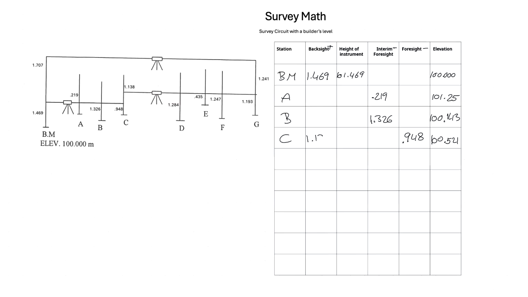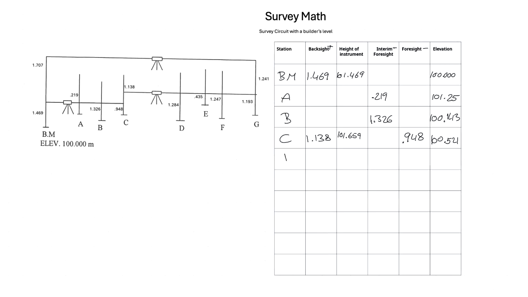1.138. So our elevation, that's still in the calculator, 100.521 plus our backsight of 1.138 gets us our new height of instrument. So 101.659. Wonderful. Now we can move ahead to the next point.